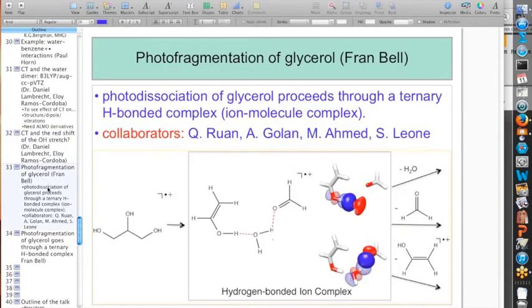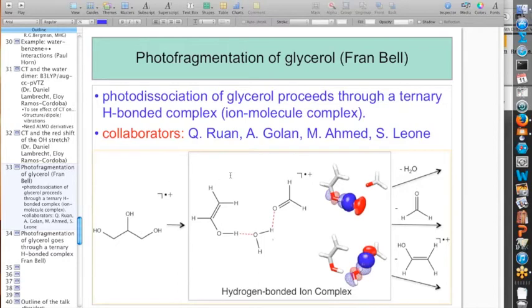And a third example, one that we just published very recently, about 2 months ago, in Journal of the American Chemical Society, is using energy decomposition analysis to understand a photofragmentation process associated with photoionizing the glycerol molecule shown at the left, and Francisca Bell in my group performed extensive calculations that resolved the mystery of what was the origin of the appearance threshold seen in the mass spectrum.